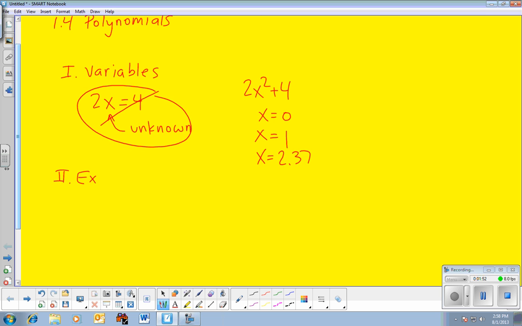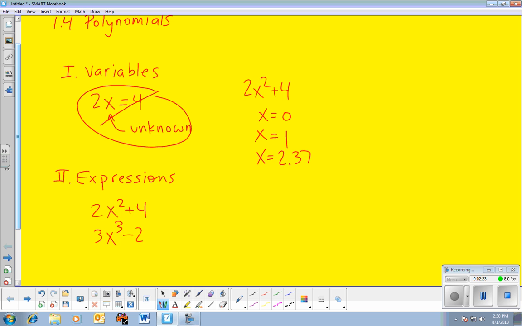Expressions: basically it's just a mathematical sentence, and it's not an equation. A lot of times we will say that something's an equation when it's not. Technically, according to our book, an expression is a collection of variables and constants connected by operation signs, plus, minus, multiply, divide, etc., which stands for a number. So this 2x squared plus 4, that's an expression.